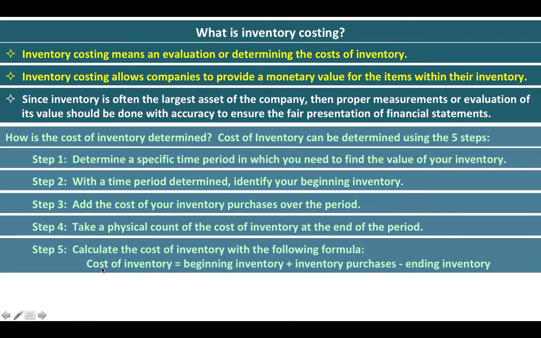And lastly, calculate the cost of inventory with the following formula. So your cost of inventory will be beginning inventory plus inventory purchases minus ending inventory. That will give you your cost of inventory, either in the warehouse for the raw materials or in the production area or in the finished goods. So we will have the same formula for all of those areas.